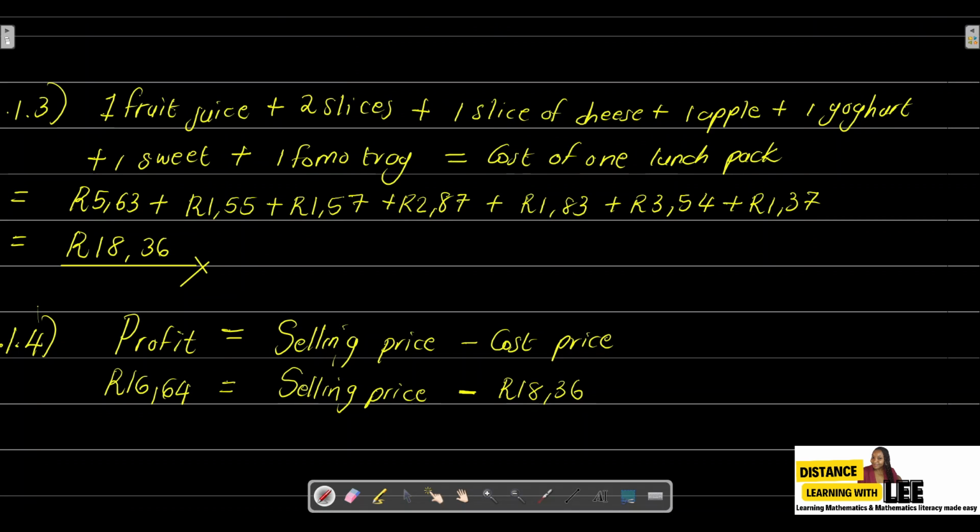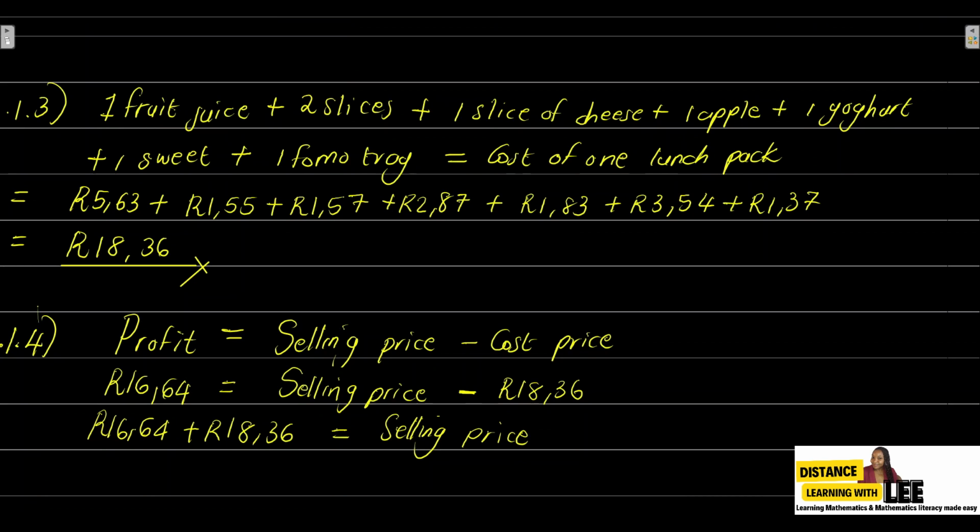So we need to isolate the selling price to find out how much she sells these lunch packs for. So how do we isolate the selling price, guys? You literally move this 18.36 towards the left hand side, and when a value jumps the equal sign, the sign changes. So it's going to be 16 rand and 64 cents plus 18 rand and 36 cents to give us the selling price for 1 lunch pack.